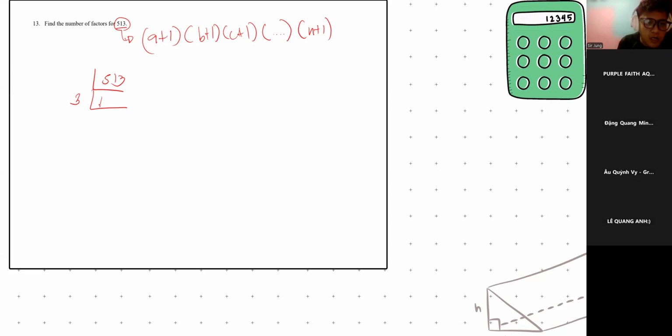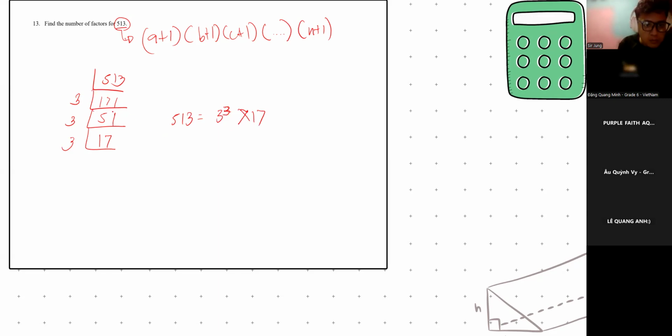So that should be equal to 171, and that's 3 again. That's equal to 57. So 513 is just equal to 3 cubed times 17. Ano? 20? 19. It's 19. Sorry, sorry. It's 19.